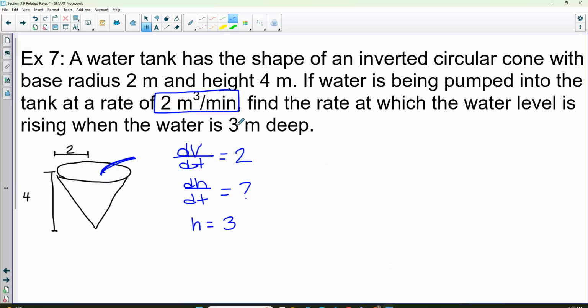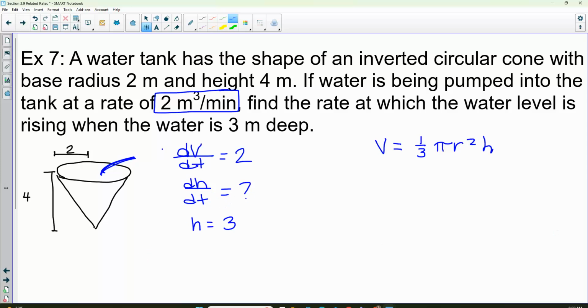Okay, here's the thing. Volume of a cylinder is pi r squared h. A cone is like a third of a cylinder. So it's 1/3 pi r squared h. Okay, pi is a constant, but r, h, and V are all variables. If I do my derivative right now, I'm going to end up with a dV/dt, a dH/dt, and a dr/dt. dH/dt is the one that I'm looking for.